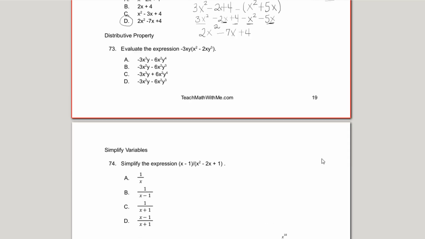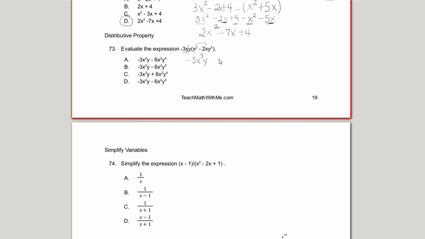Now let's move to the distributive property, which we've done some of within other problems, but question 73 says to evaluate this expression. So we've got to distribute this negative 3xy into both terms here. So I'm going to multiply negative 3xy times x squared, which is multiplying these x's, really, same base, we'll add the exponents. So I still have a negative 3x to the third, because this is x to the first plus 2 gives me an x to the third y.